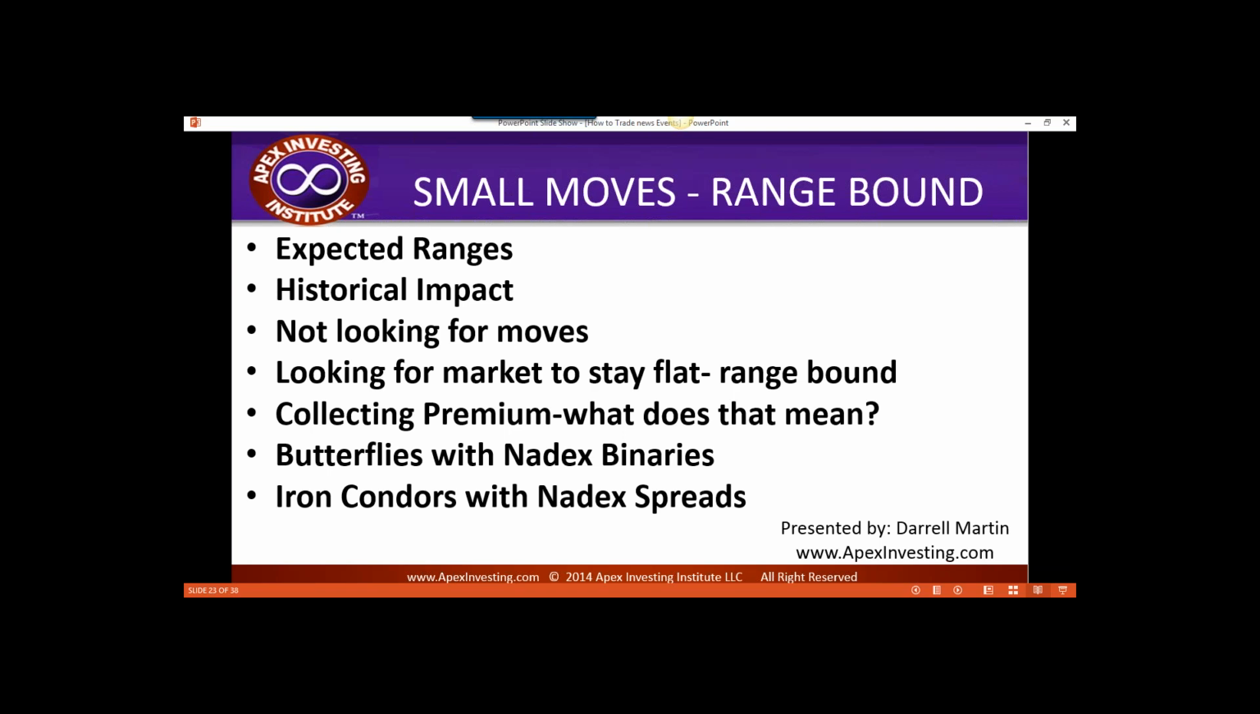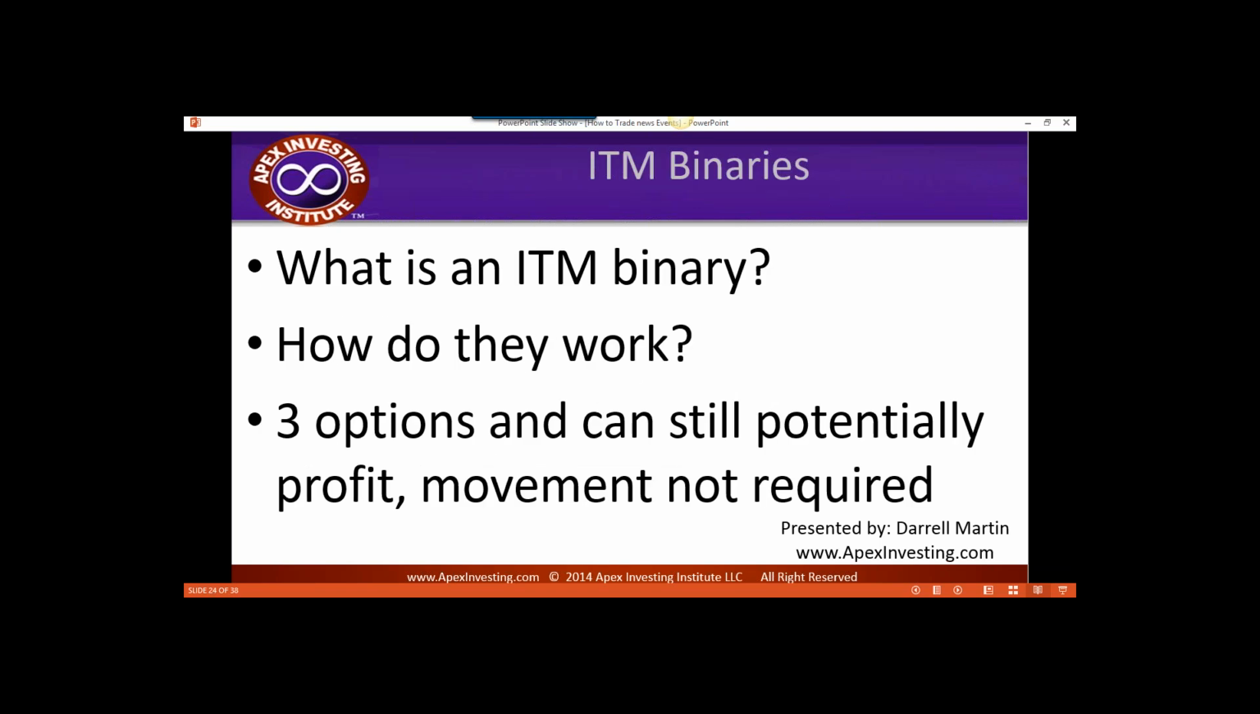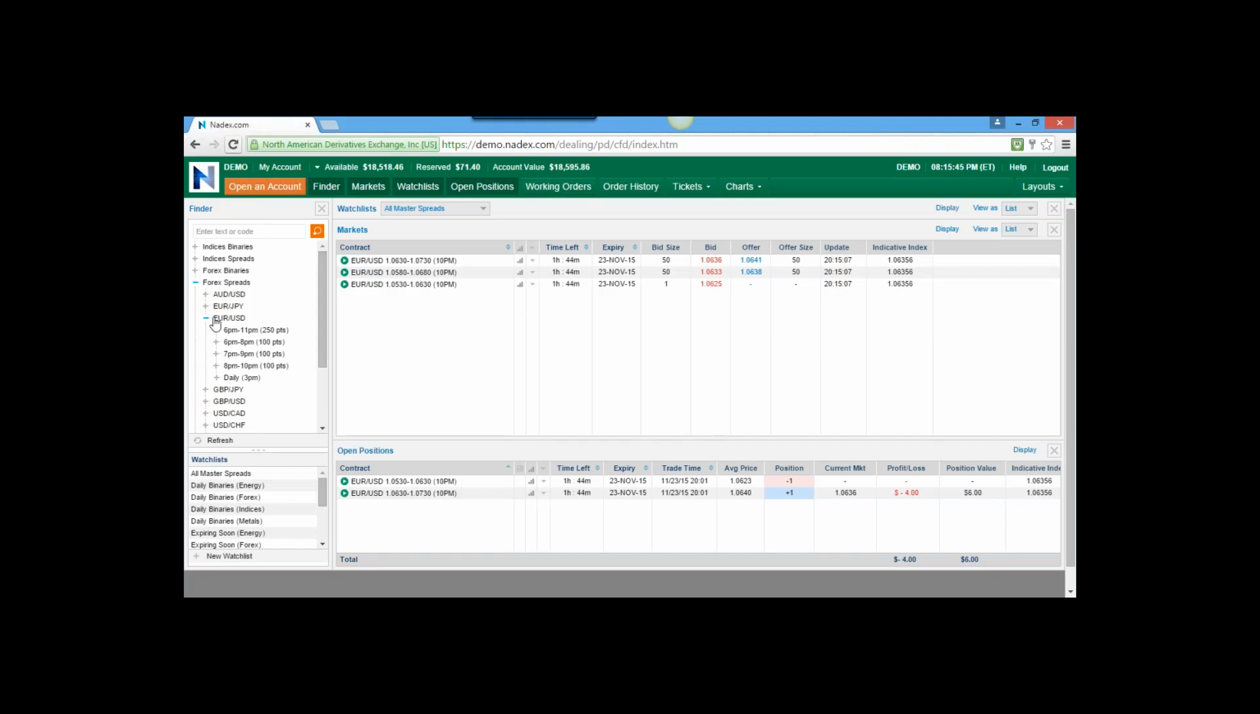All right, the first way we do that, so we're totally shifting gears here. This is not where we expect big moves. This is where we are expecting very little moves or no moves. How do we do that with Nadex binaries? Well, that's what we call a butterfly. All right. In the money binary. Remember we talked about in the money binaries, right? We talked about in the money, out of the money, and at the money binaries.